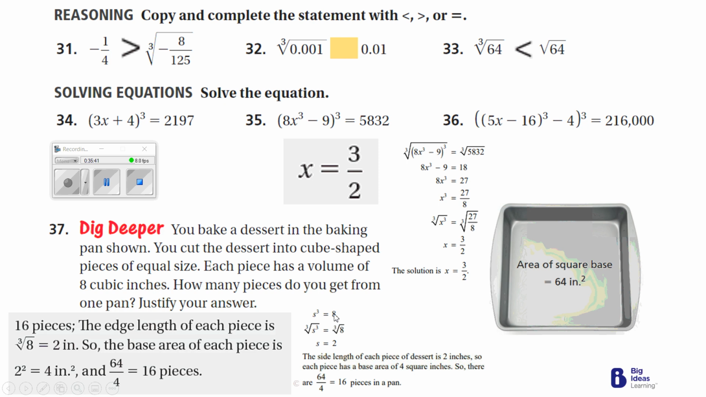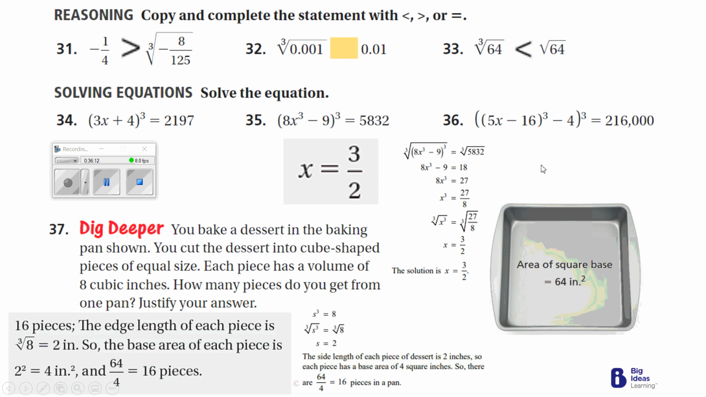Okay, it equals 8. So we're going to go ahead and take the cube root away from it, which means we cube root this side, and the cube root of 8 will be 2. So the side length of each piece of the dessert is 2 inches. So each piece has a base area of 4 square inches. So there are 64 over 4. That's going to equal 16 pieces in the pan. All right? So 16 pieces should be your answer.